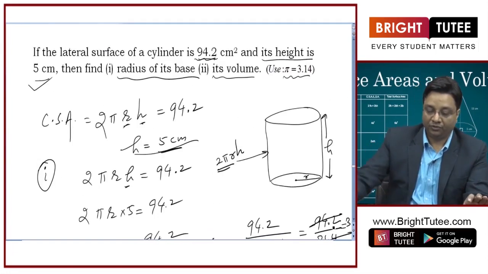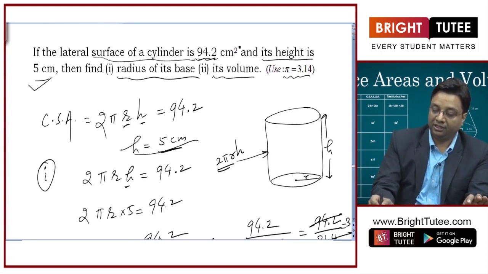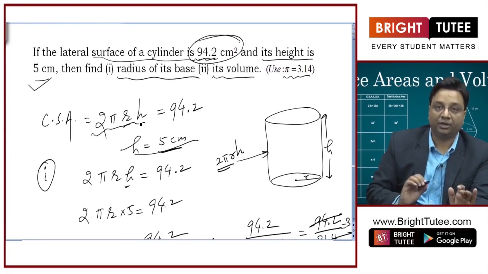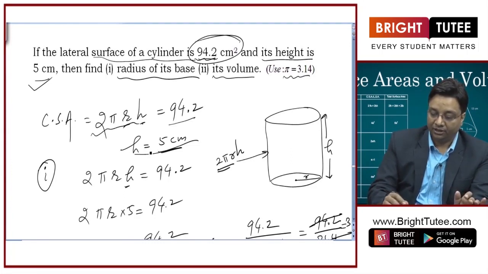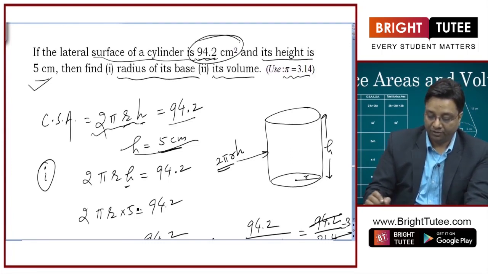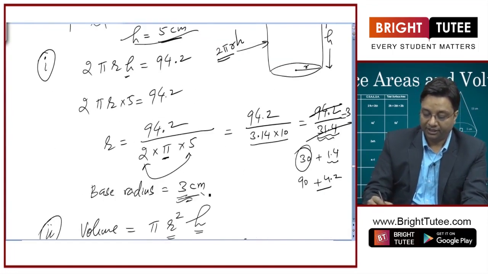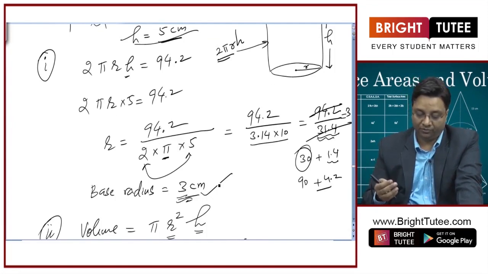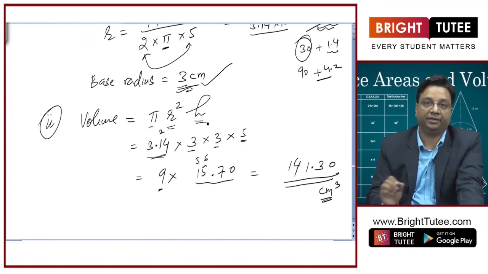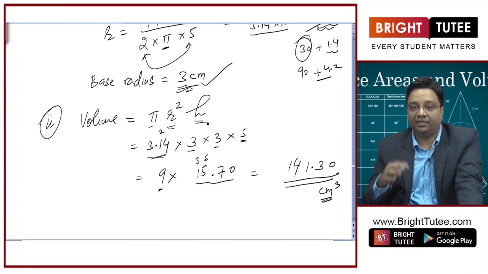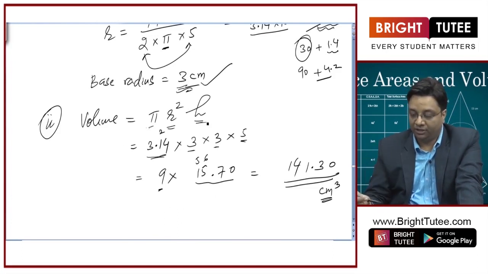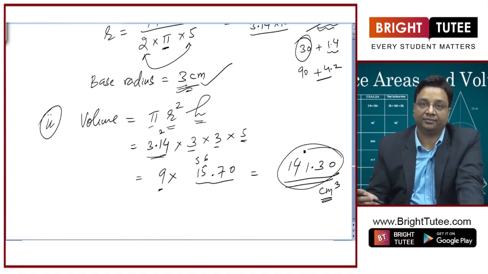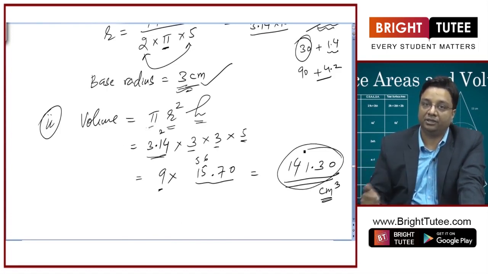The challenge in this question was that the lateral surface area of the cylinder was given. So we had to obtain the radius by applying this formula. The radius we obtained was 3 centimeter. Once we get the radius, we have already got the height. So for volume we just have to put the values here, and we need to take care that pi is to be taken as 3.14 to get exactly the answer that the examiner is expecting from us.